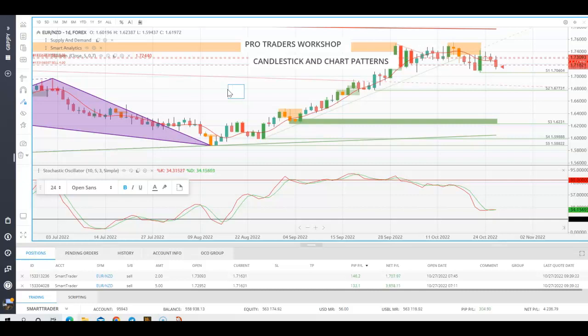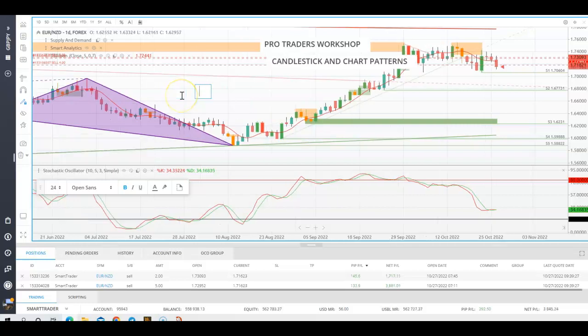There are other types of trading strategies. The trading that I teach is basically chart patterns and candlestick patterns at specific support and resistance levels, either using supply and demand zones or previous support and resistance levels.